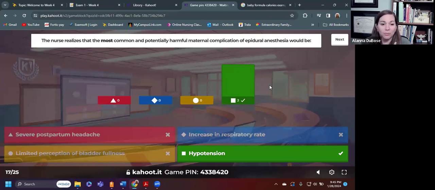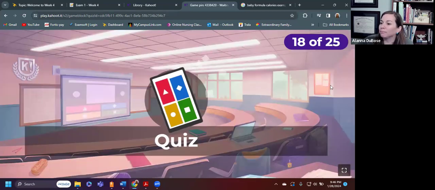We want to support her blood pressure with medications like ephedrine if we need to. But first line is usually LR, IV fluids. So we pump a lot of IV fluids right before the procedure. If her blood pressure still begins to drop, we give her even more IV fluids after that, as long as she's not fluid restricted. So hypotension is the most common and most potentially harmful side effect of an epidural procedure because of the way it affects the baby.